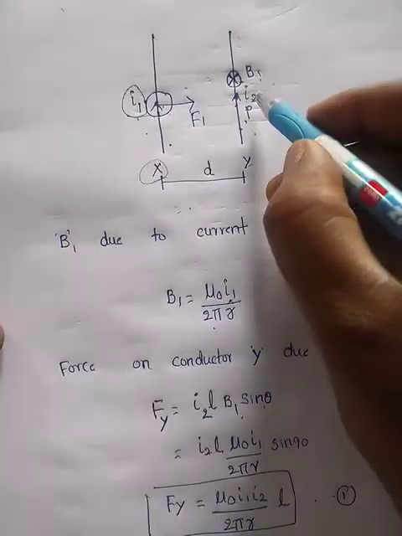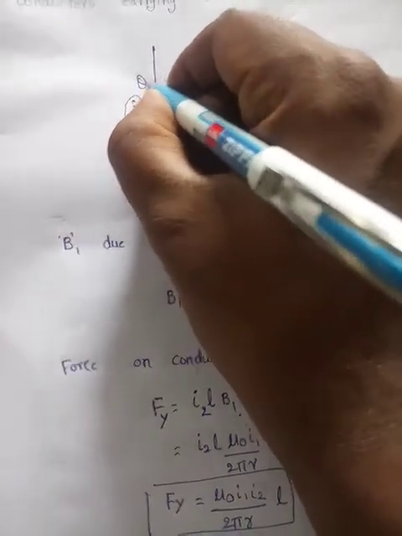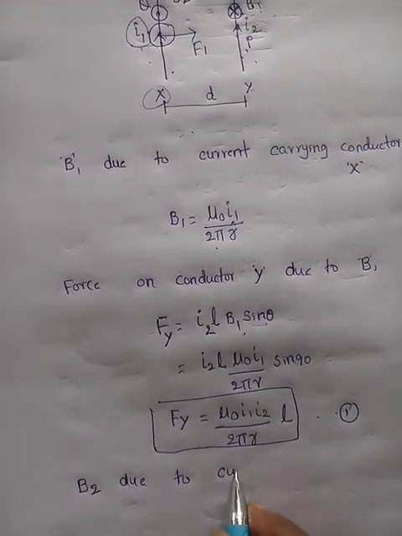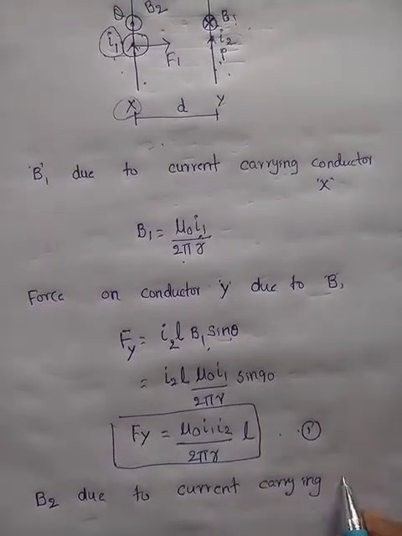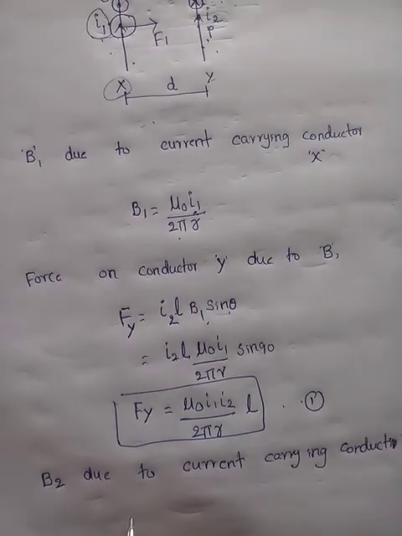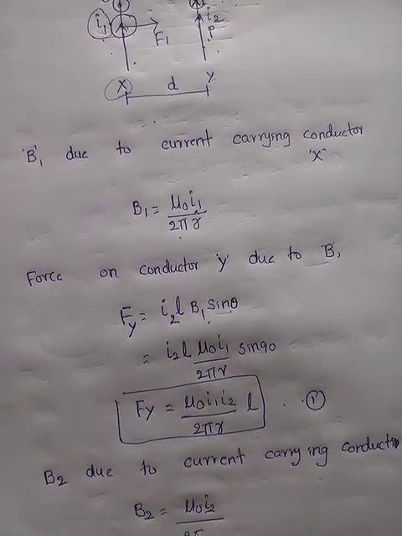Now see, this is also a current carrying conductor. It also produces magnetic field at point Q, and this is inwards, this will be outwards. So what is the magnetic field here? B2. So we can write the same thing, right? B2 due to current carrying conductor Y. B2 is equal to mu naught I2 by 2 pi r.